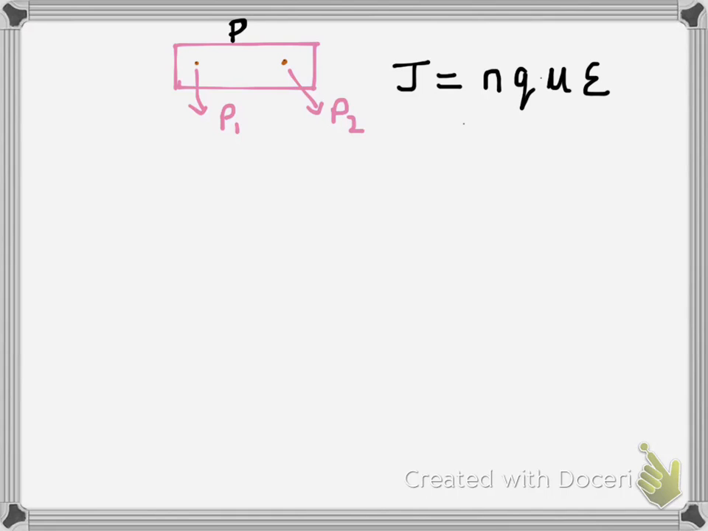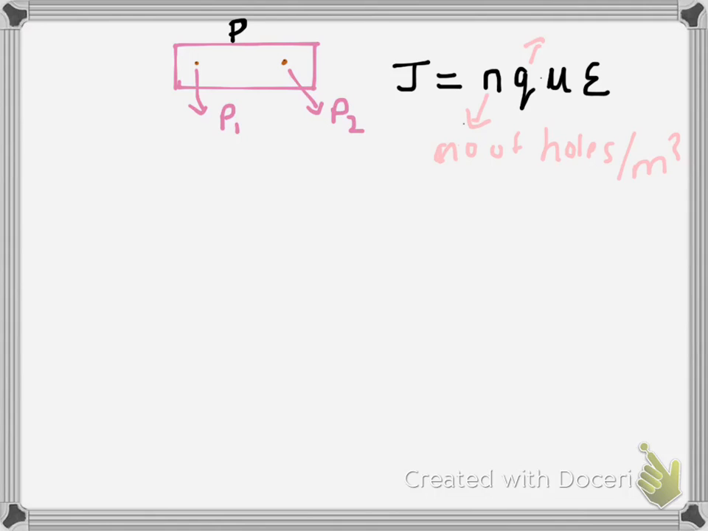So let me describe all the components. This N will be the charge density, we'll call it the number of carriers, say holes per meter cube. Q will be the charge on an electron, that will be an equal charge on the hole as well. Mu will be the mobility, and E will be the electric field.